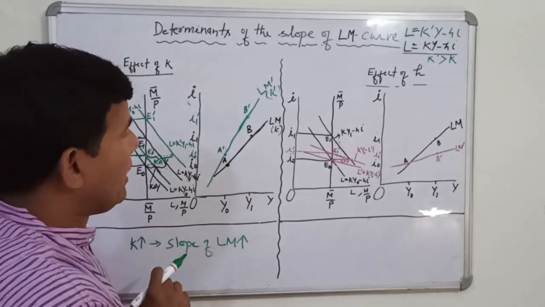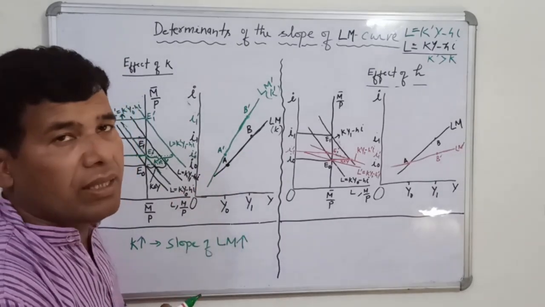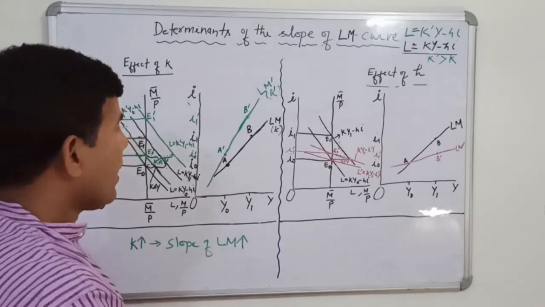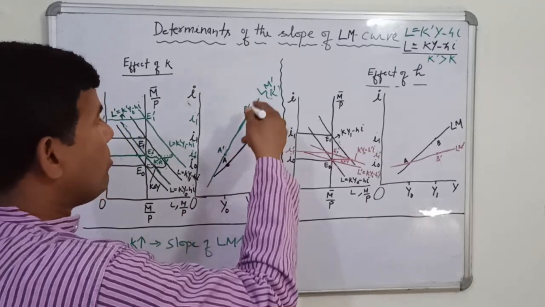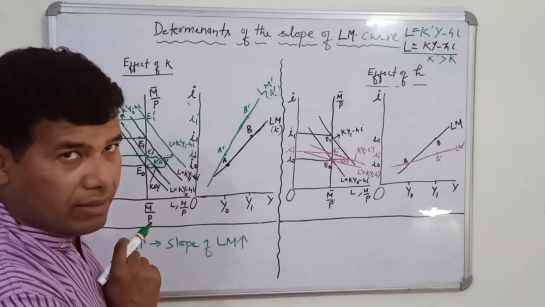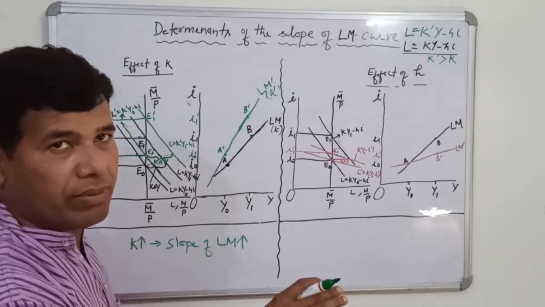And why does the slope of the LM curve matter? Because this is going to decide the effectiveness of fiscal policy, right? When the LM curve is steeper, fiscal policy would be less effective.